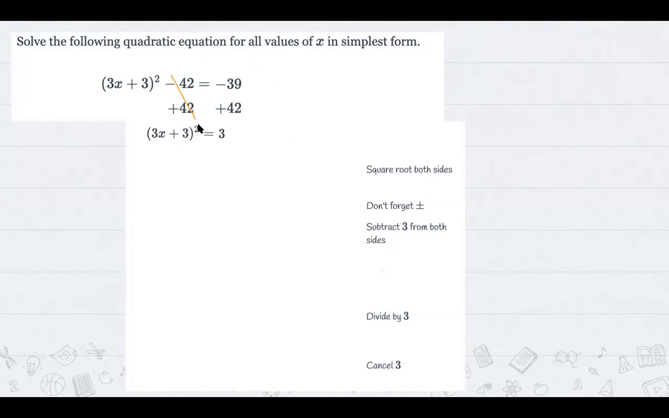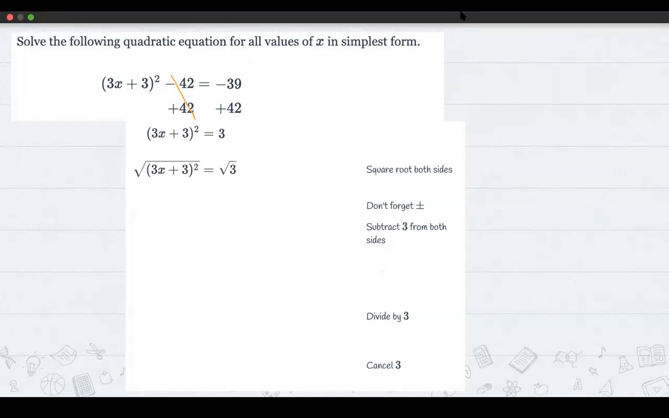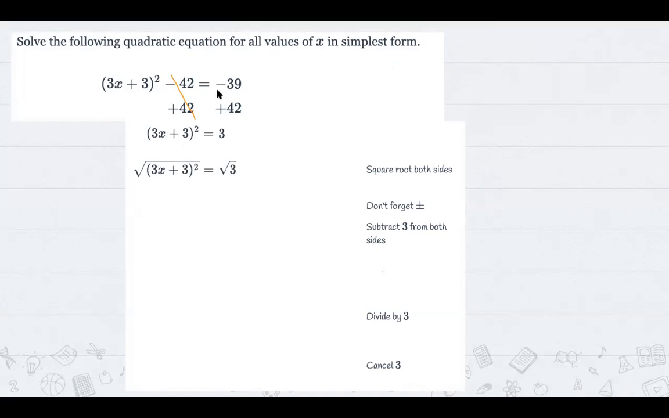Now we want to get rid of the square. So in order to get rid of the square, we have to square root both sides. Again, the goal of taking the square root is so that the square right here cancels out, right? Because the square root cancels the square. So don't forget, if you take a square root on the left side, you also take the square root on the right. So we get 3x plus 3 equals plus or minus square root of 3.